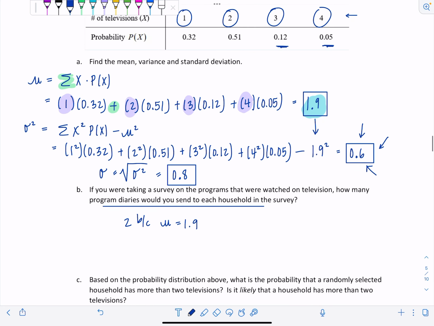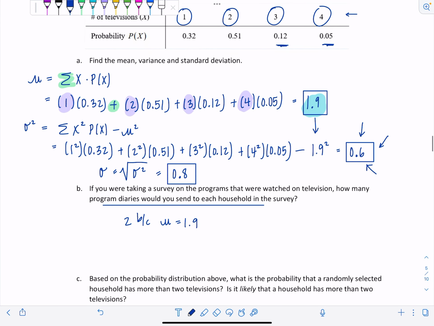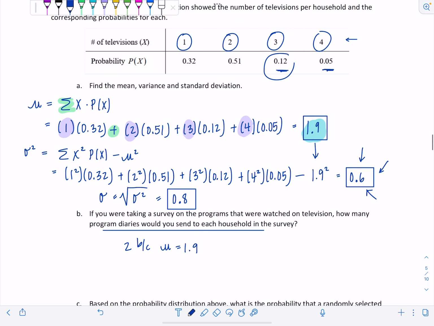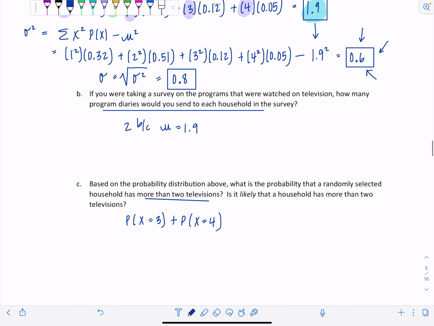Okay, next part, based on the probability distribution above, what is the probability that a randomly selected household has more than 2 televisions? Is it likely that a household has more than 2 televisions? So probability of more than 2 would be probability of 3 or probability of 4. So that would be the probability that x is equal to 3 plus the probability that x is equal to 4. And up here I have those probabilities, so I can just add them up. 0.12 plus 0.05, and this gives us 0.17.